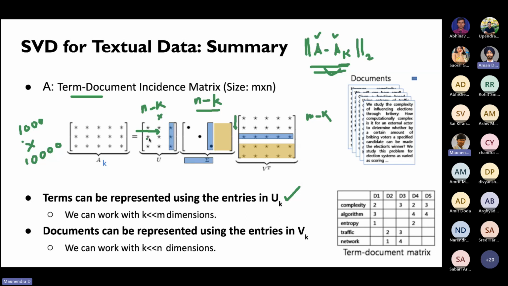So if the rows are terms, here we are talking, you represent terms. If the rows are documents, rows represent documents. And documents can be represented using the entries in VK, and we can work with k dimensions, which is much less than 10.